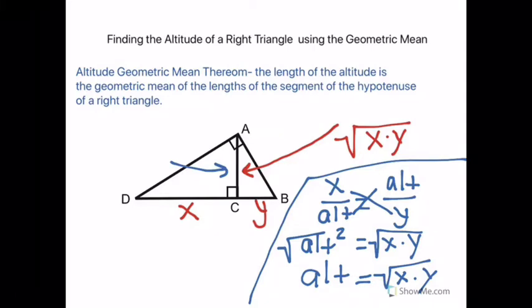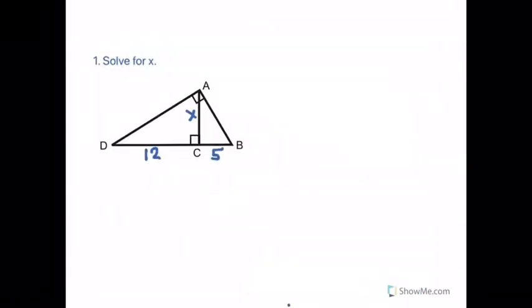So let's go back to this theorem and give it a try, finding the geometric mean of the segments of the hypotenuse to find the altitude of these triangles. All right, here's problem number 1. My instructions say solve for x, which here is my altitude. The segments of my hypotenuse are 12 and 5. Remember, this bottom part here is my hypotenuse. The two segments, or the two parts of my hypotenuse, are 12 and 5.